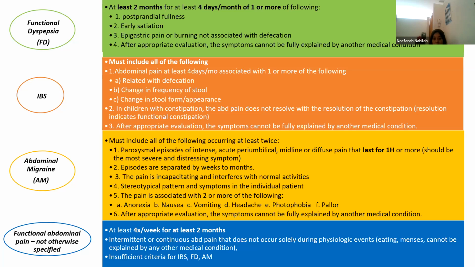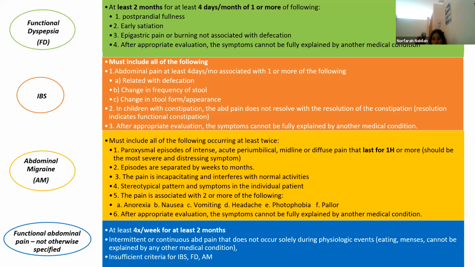Next is irritable bowel syndrome. It must include the following. The first one is abdominal pain, at least 4 days per month, associated with one or more of the following: related to defecation, change in frequency of stool, change in stool form or appearance.